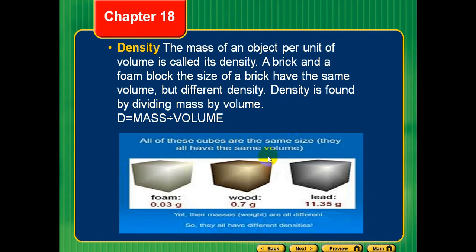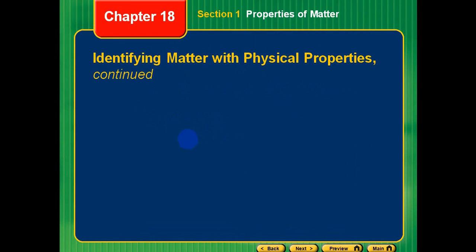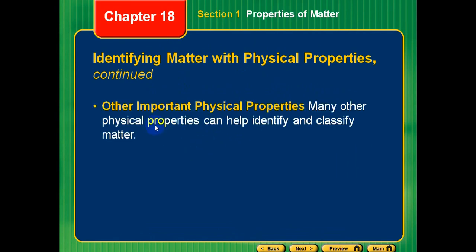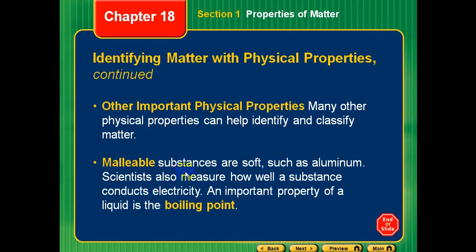Okay, so till now we spoke about mass, weight, volume and density. Now we will complete other important physical properties. We have also another physical property like malleable. Malleable means the substance is soft and easily bends, like aluminum. The scientists also measure how well a substance conducts electricity. This is another physical property, conductivity. And boiling point is also another physical property. So as I told you, we have many physical properties, and we said a physical property can be observed or can be measured.